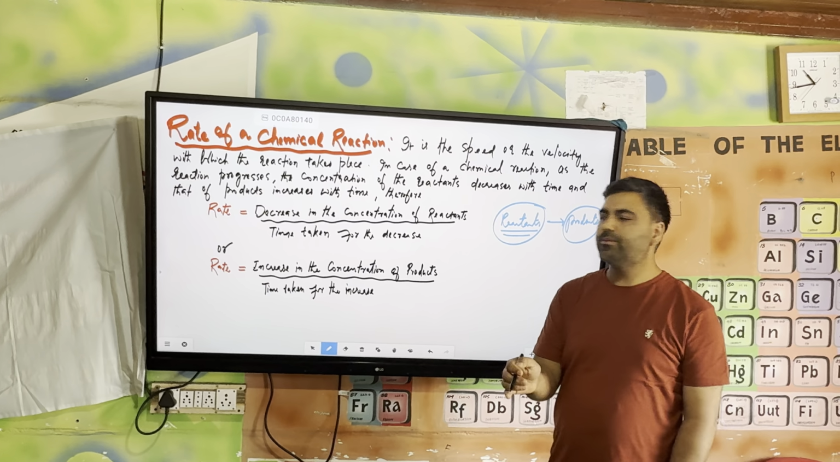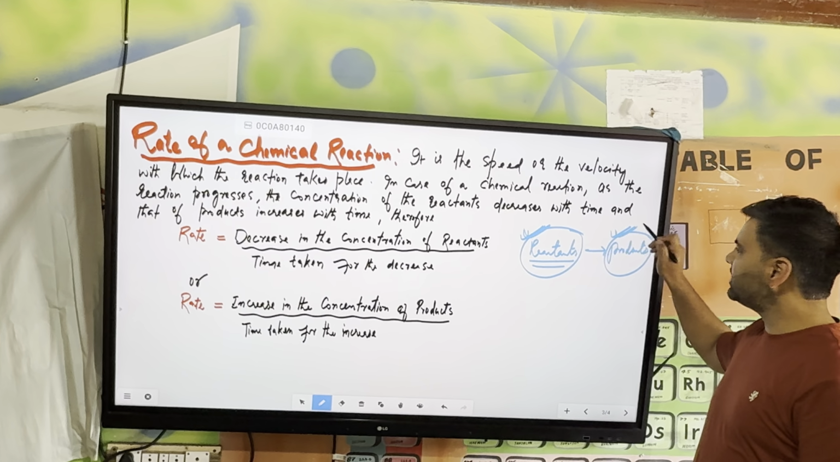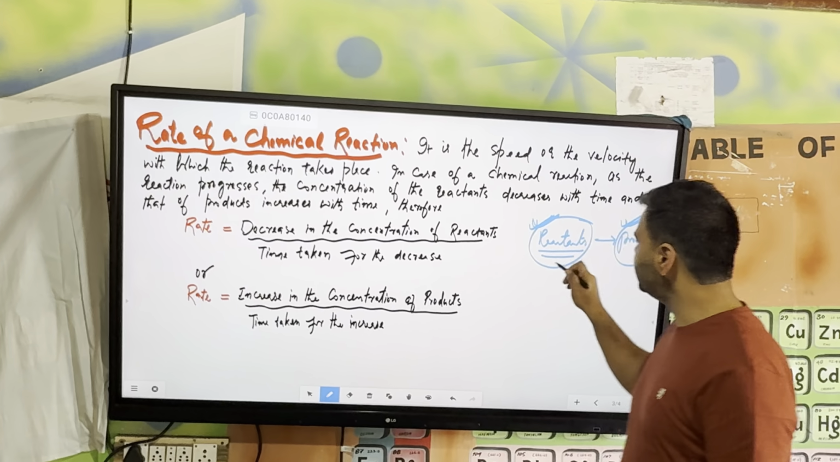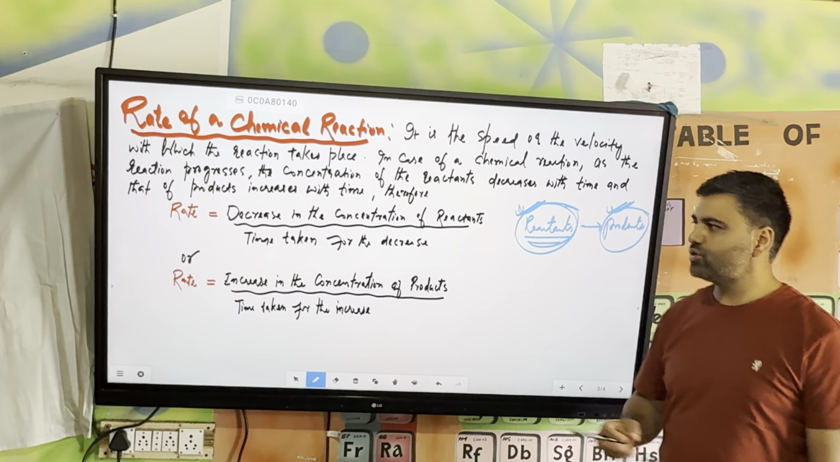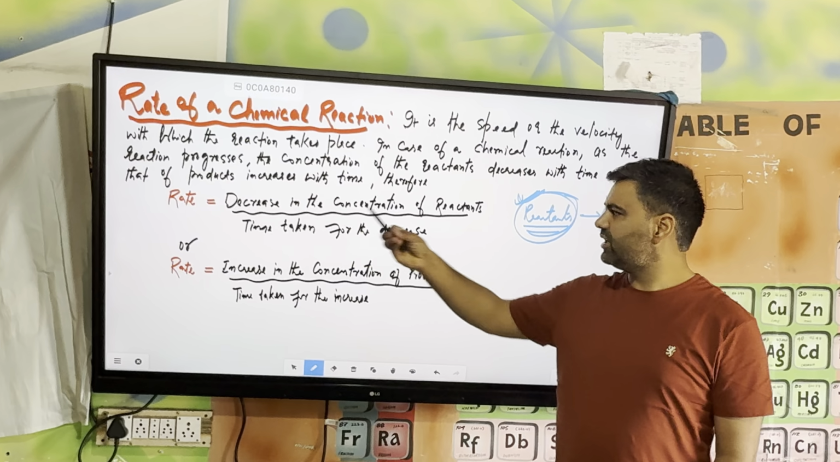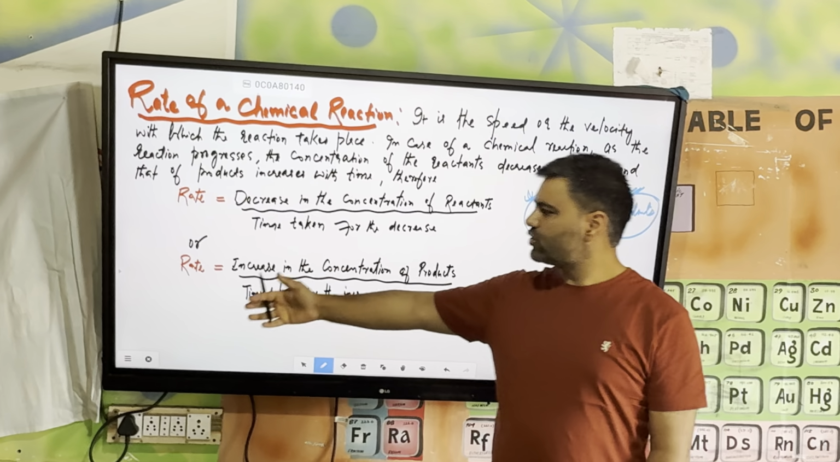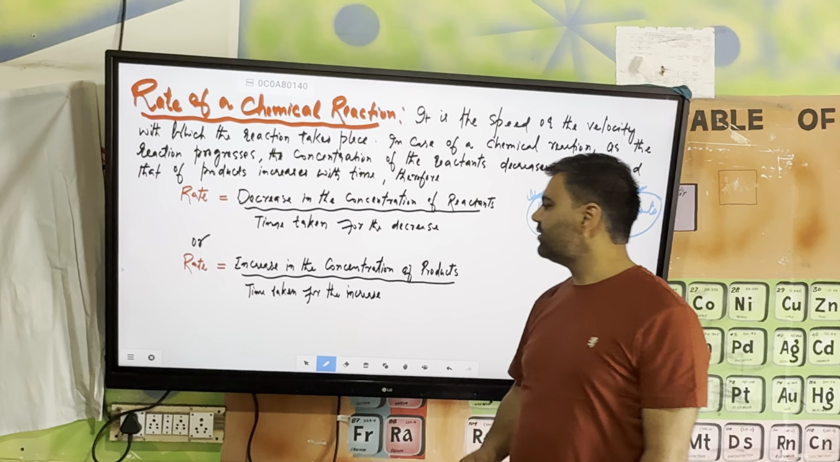That means with the passage of time, the concentration of the reactants decreases and that of the products increases. So that is why we can write down the rate in terms of decrease in the concentration of the reactants or increase in the concentration of the products. So if we write the rate, it is the decrease in the concentration of reactants divided by the time taken for the decrease, or rate is equal to increase in the concentration of the products divided by time taken for the increase.